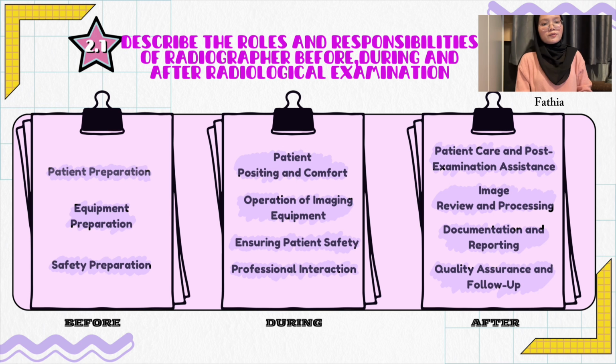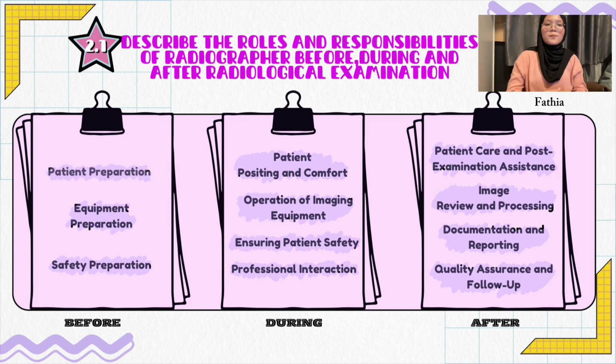The role of a radiographer during radiological examination is patient positioning and comfort. For example, ensure the position according to the types of examination and provide reassurance and guidance throughout the procedure. Next, operation of imaging equipment such as use technical equipment properly and check the equipment to capture high quality image. Lastly, professional interaction like have communication with the patient by providing instruction on breathing.